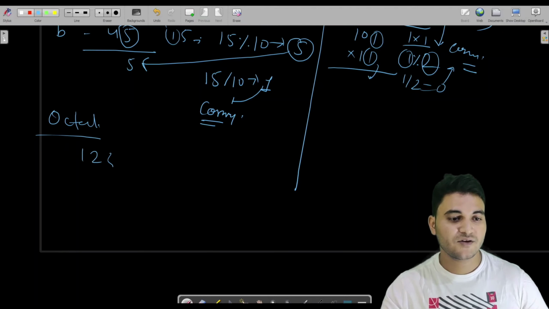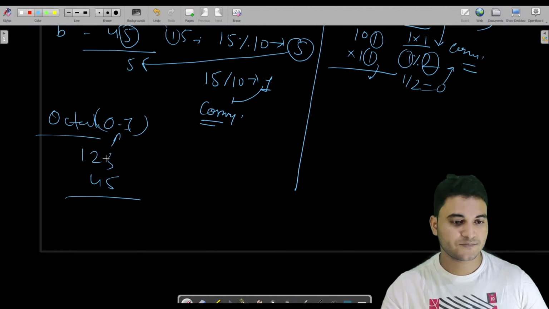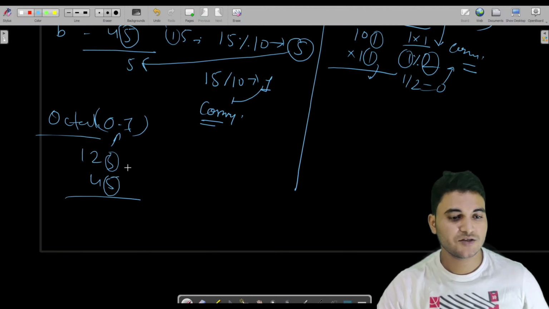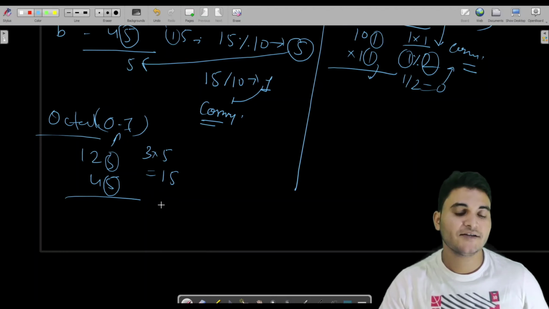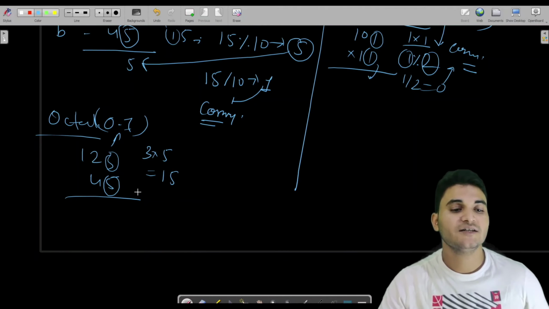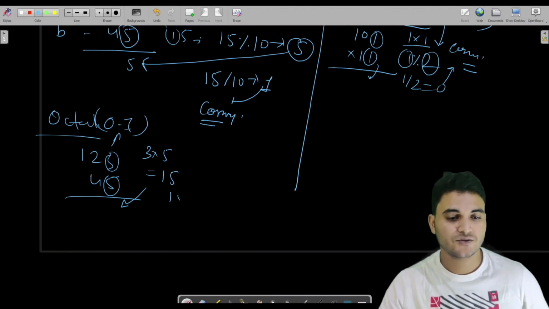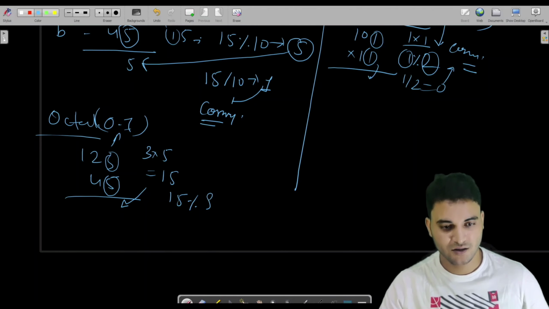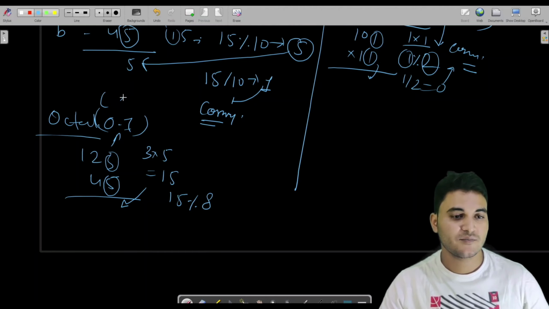Let us say we are having 123 and 45. Again, they are octal numbers because each digit of both the numbers lies in the range of 0 to 7. That's why they are octal numbers. So we used to pick up these two digits, which is 3 into 5. So the multiplication for 3 into 5 is 15. Then to calculate the digit which we have to write here, we used to take remainder of 15 by 8. Why 8? Because the base for octal is 8.